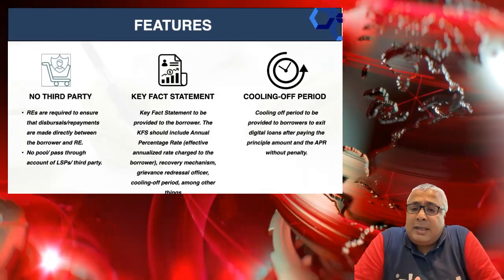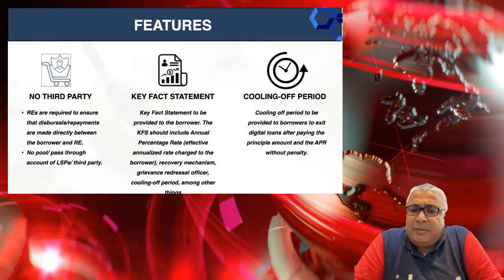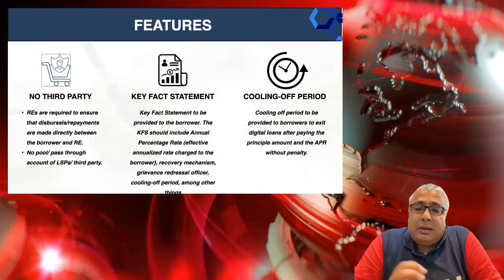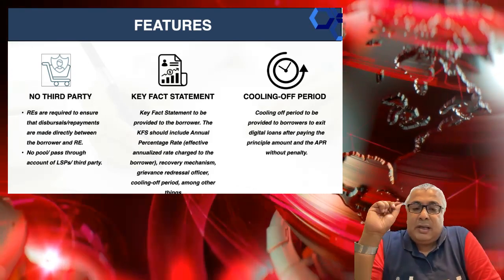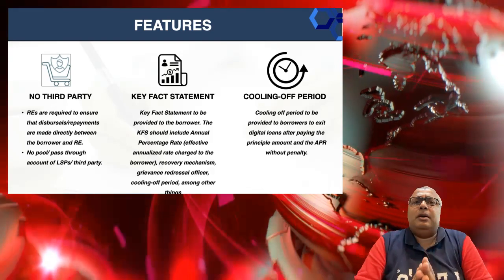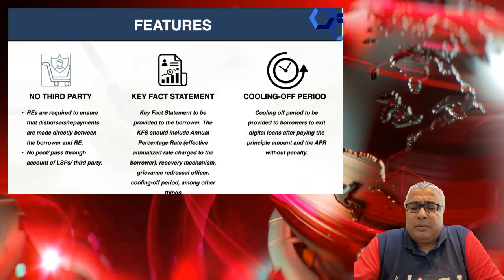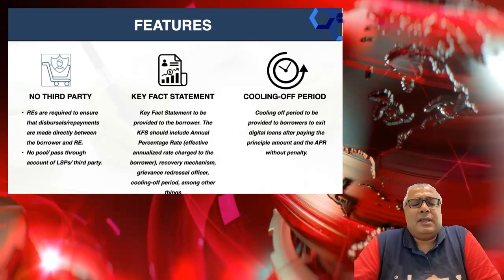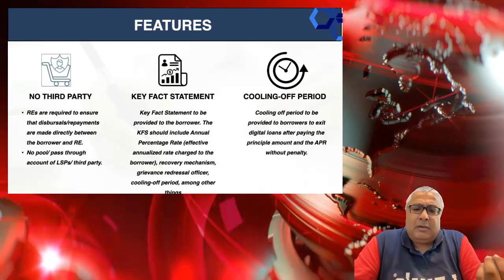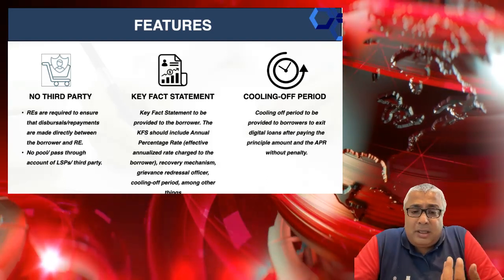The second is the key fact statement, which means you have to disclose upfront what will be the maximum APR for borrowers, which includes interest and processing fee. Penalty is definitely not included because penalty is not certain.